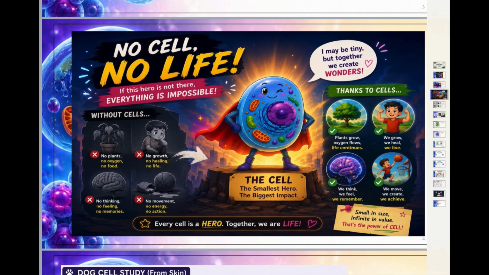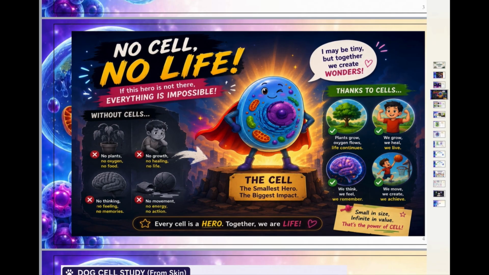Because of the cell only, we can call it the smallest hero. Because of the cell only, we know that first the unicellular organism has grown. From there, the multicellular organism has come. The simple cell that was formed at the beginning of the earth, we can call the prokaryotic cell, which does not have any nucleus. We will further discuss this.